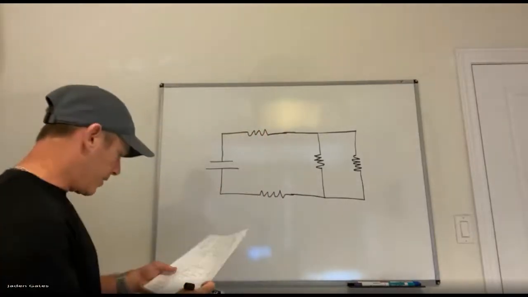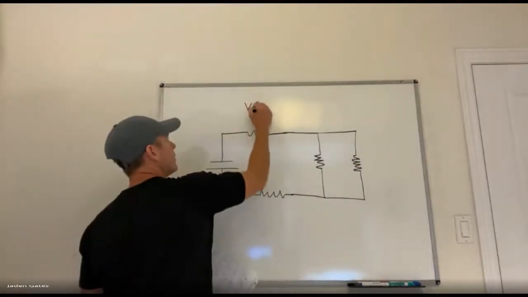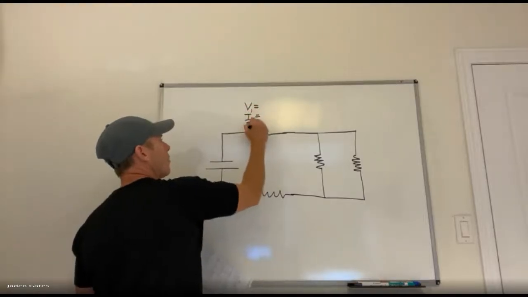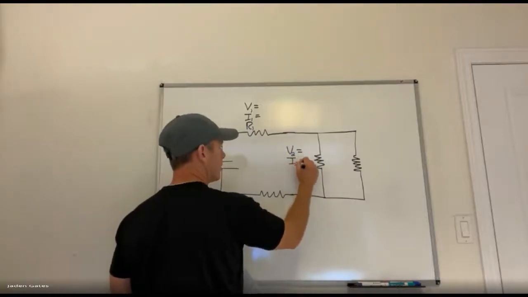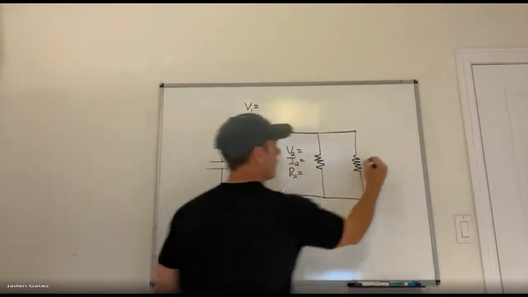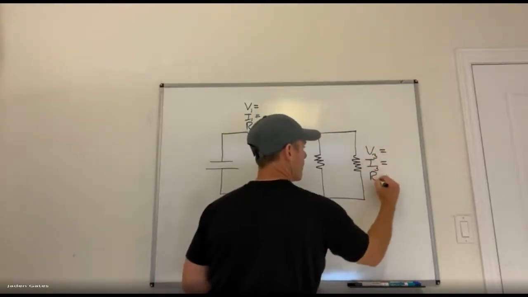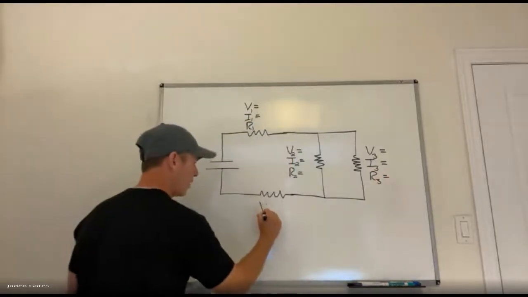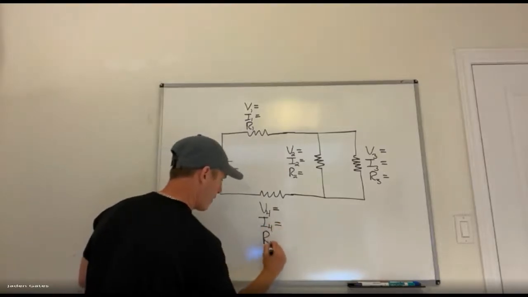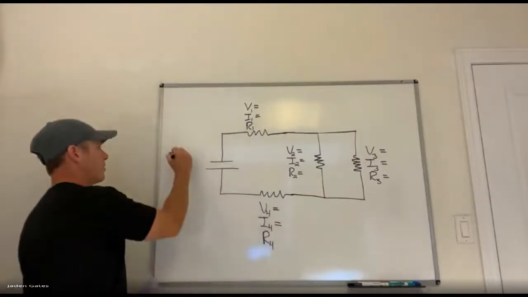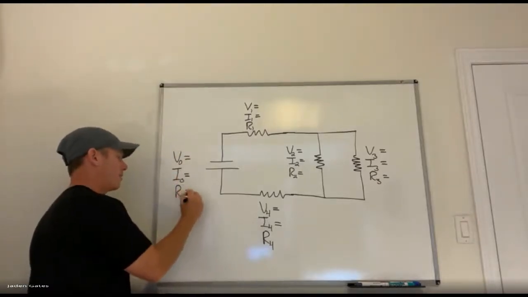All right, so how do I have this labeled? We got 1, 2, 3, 4. So I have a V1 here, I1, R1. Over here it's V2, I2, R2. And over here we have V3, I3, R3. And then finally, number 4 here, V4, I4, R4. And I can't forget my source. So that's our V naught, I naught, R naught.